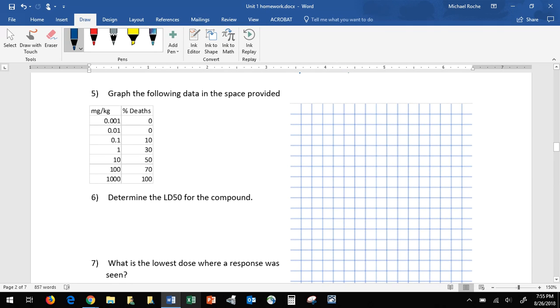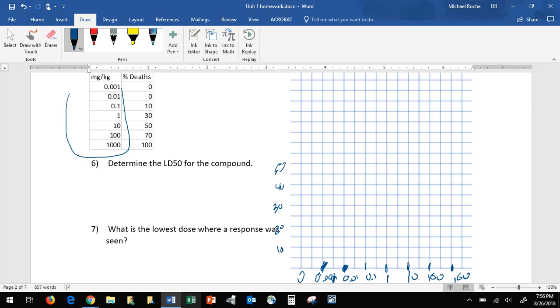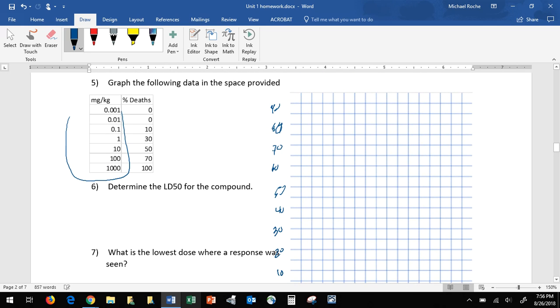For this one, you just want to graph this data. This would all be on your X. You would have 0 and then 0.0001, and then we'll do it every 2. So that's 0.01, 0.1, 1, 10, 100, and 1,000. Then you graph all this, and you'll see it's 0 for that one, 0 for the 0.01, and then the 0.1 goes up to 10. So I guess we have to make some of this work. We can do 10, 20, 30, 40, 50, 60, 70, 80, 90.